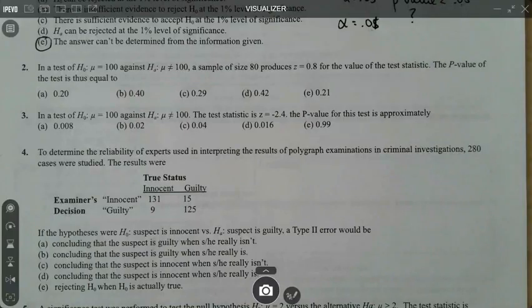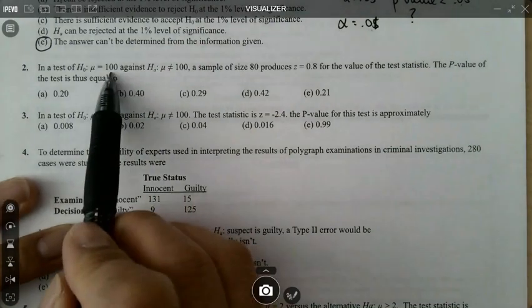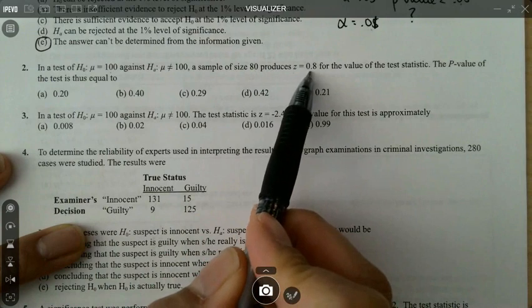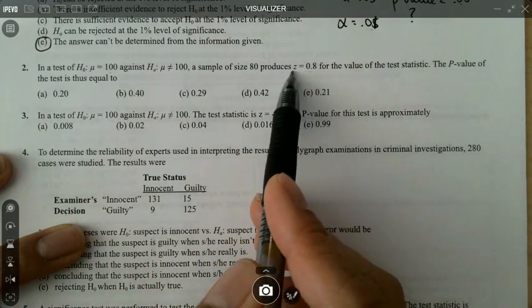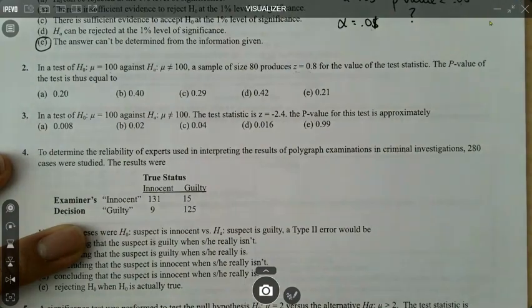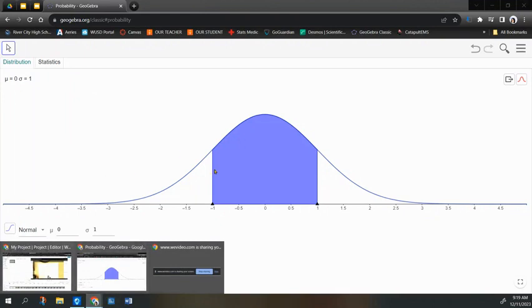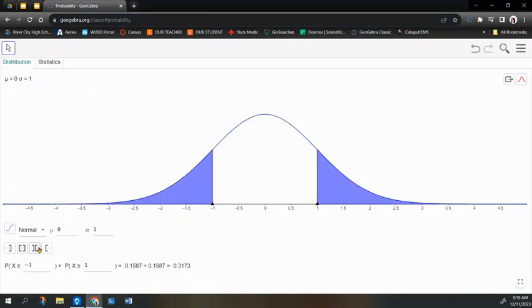All right, so question 2 says we have a null and alternative hypothesis. We have a sample size of 80, and we have a test statistic z equals 0.8. Find the p-value. So since this is z, we're going to look at our normal distribution, which is right here. And since our HA says not equal to, that means that we're going to do this symbol right here, so the two-tailed test, and our test statistic is 0.8. So that means we're going to look at negative 0.8 and positive 0.8.